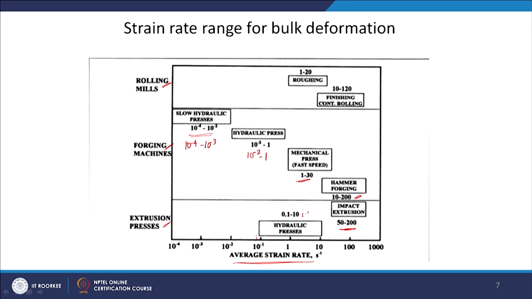Okay. So, again a very wide range of forging strain rates. Then there is rolling mill or rolling. There are two rolling operations usually. One is called roughing. There the strain rate is in the range of 1 to 20. And then there is a finish rolling, in which case the strain rate is around 10 to 120. So, roughing you usually do in the initial phase of processing.